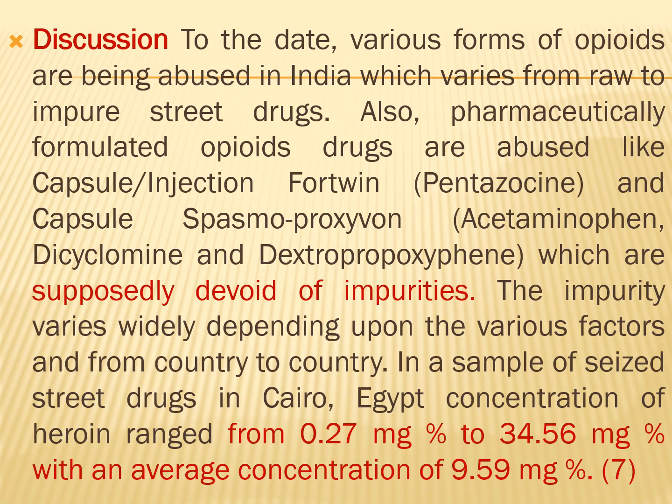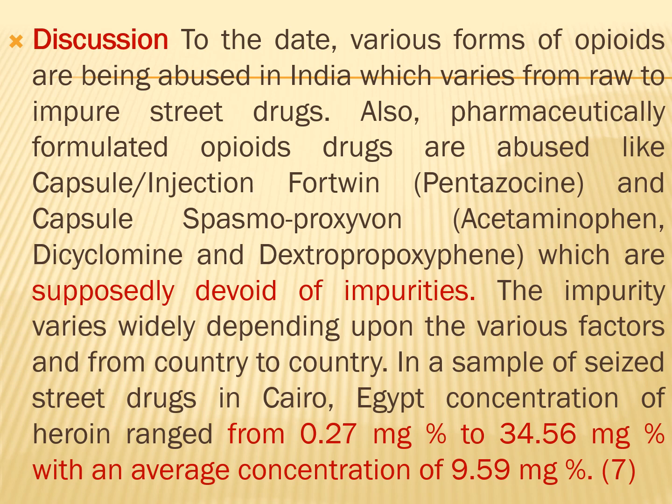These are supposedly devoid of impurities. Now we will compare what is happening between these two types of persons who are abusing the pure pharmaceutical substance and the street drugs. The impurity varies widely depending upon various factors and from country to country. So the next question is about the impurities. What kind of impurities we have and are reported from various geographical areas. We found a study from Egypt, Cairo. We didn't find any study that looked at the impurities in our geographical region, so we cited this study.